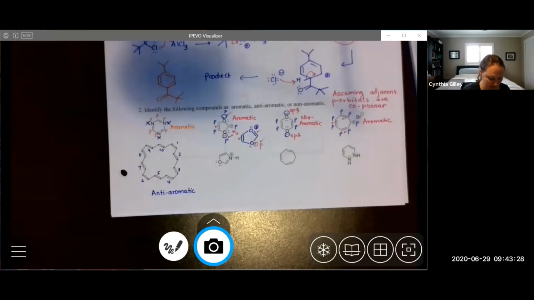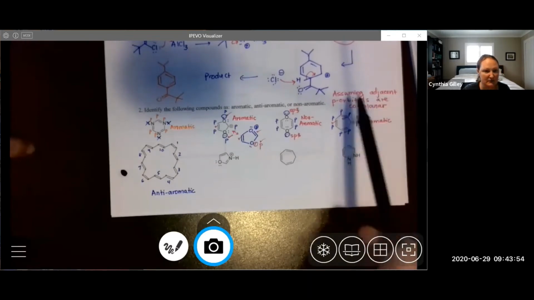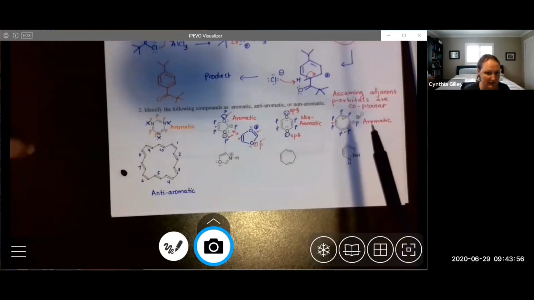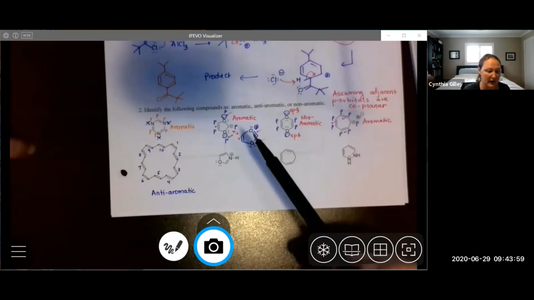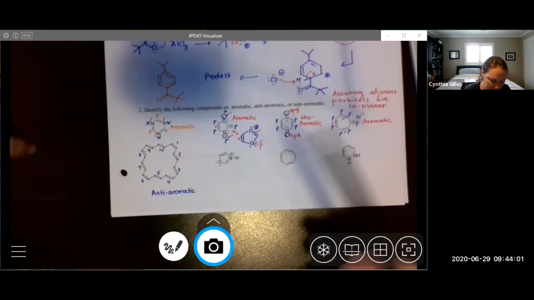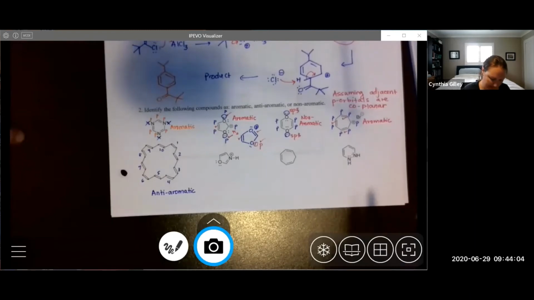Okay, but if we assume that they're all coplanar, and that there's no problem with them all being coplanar, we just have to count up the electron pairs and see if we have an even or an odd number of electrons. So we have 10, which is an even number. And again, on the key, I think they're not making this assumption. So it's assumed then that it would deviate from planarity and become non-aromatic. Okay, hopefully that makes sense.